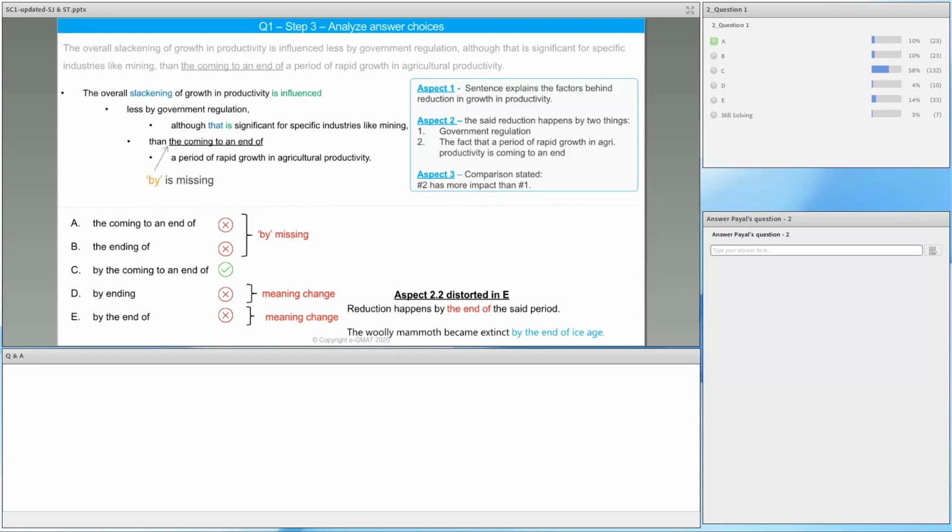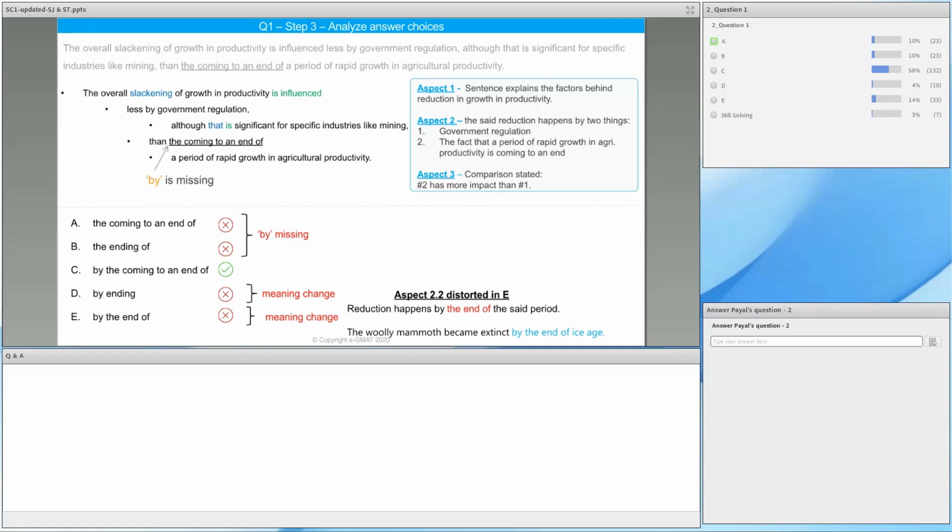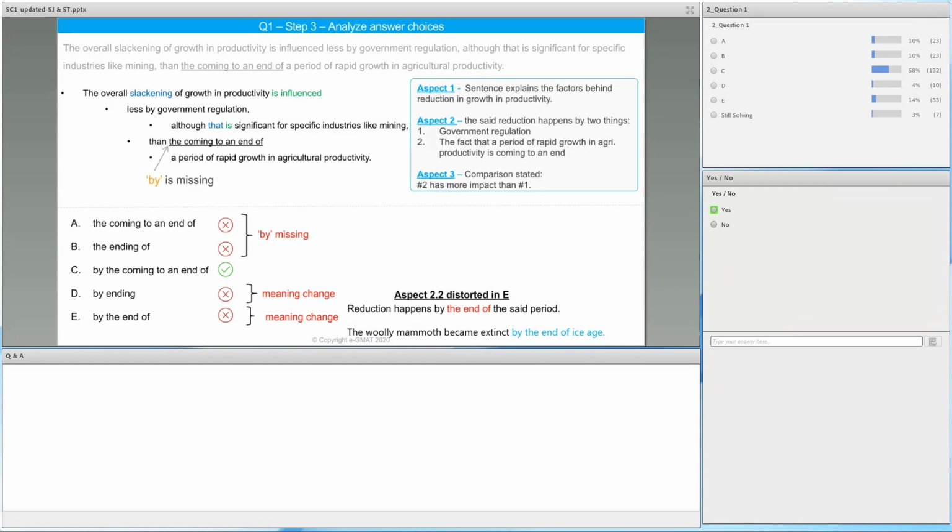Okay, are there any issues with this between choices C and E? Let me bring back that yes/no poll. I want to make sure everybody's in full understanding. Let me clear these. Are we all good with understanding why choice C is the correct choice?